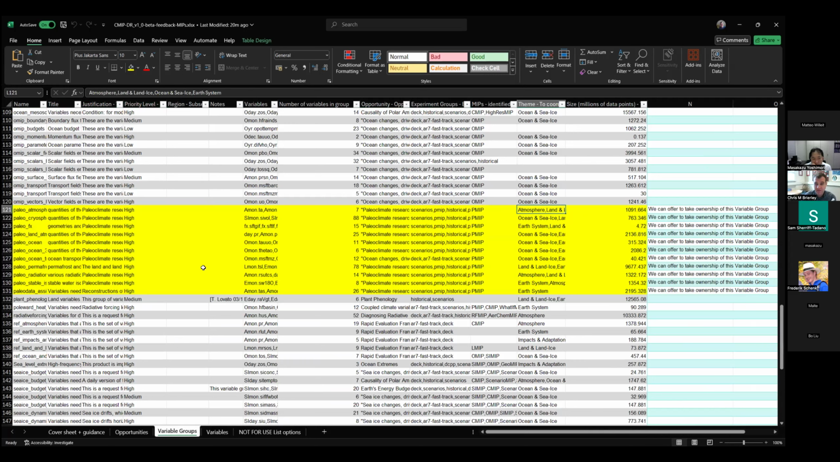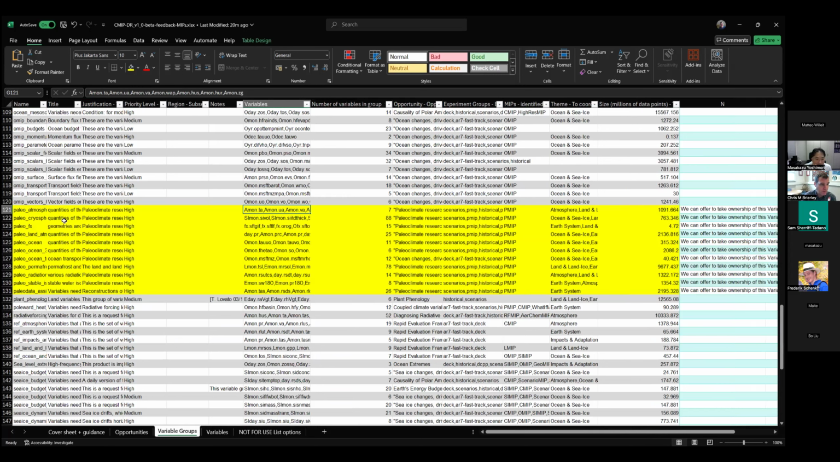We've decided some data, and I'd like to check that we've got the correct variables. So there's a column here called variables. For example, this atmosphere one has some key atmospheric variables that we think are important. I'm particularly interested in feedback about the isotopes. PMIP is the only group requesting isotopes.